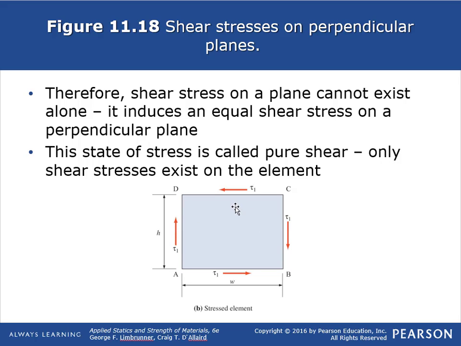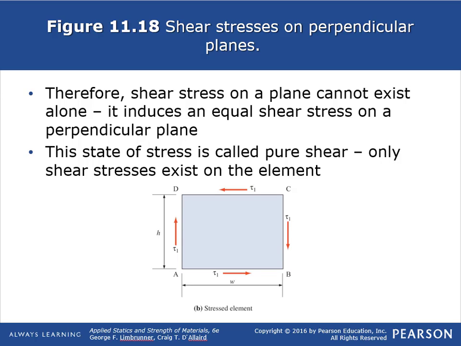Anytime we talk about shear on an infinitesimal element, it's going to look just like this. There's a chance that the shear could be in opposite directions, where these two arrows point to each other, but we'll talk about that in a little bit. But this is what shear looks like on an infinitesimal stress element. It has to be balanced. A shear stress on a plane cannot exist alone. It induces an equal shear stress on the perpendicular plane. So get used to looking at shear stresses this way.